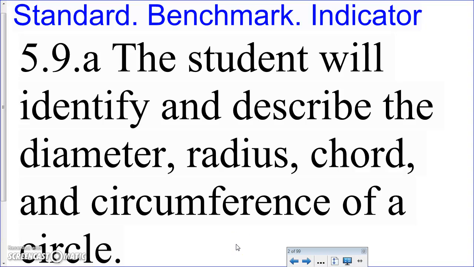Today we'll be learning about the parts of a circle. So please copy down the standard benchmark indicator on the top of a clean page in your math notebook. The student will identify and describe the diameter, radius, chord, and circumference of a circle. You can pause the video here to give yourself more time to write down the SBI.